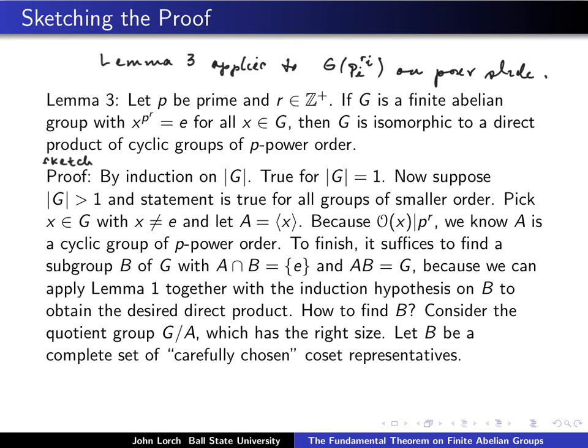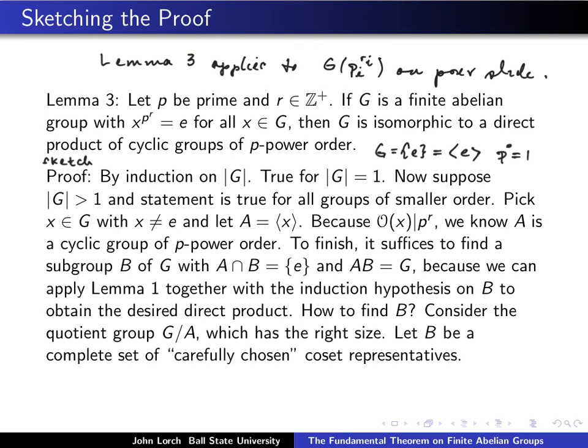So we claim that the result is true when the order of G is 1. That is, when G is the identity group. So if G is just the trivial group consisting of the identity, then that is indeed a cyclic group. And its order is 1, which is P to the 0. So it is of P power order. Okay, so we know the result is true when the order of the group is 1.